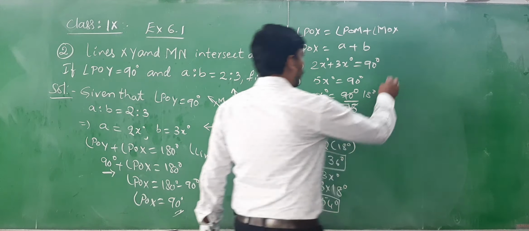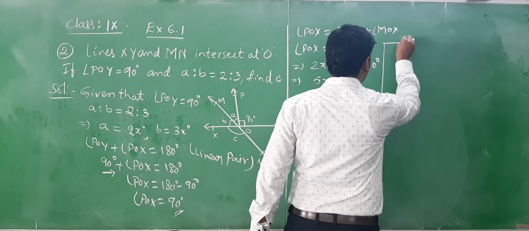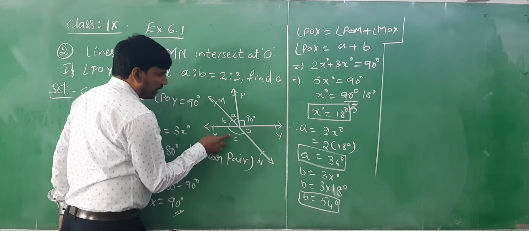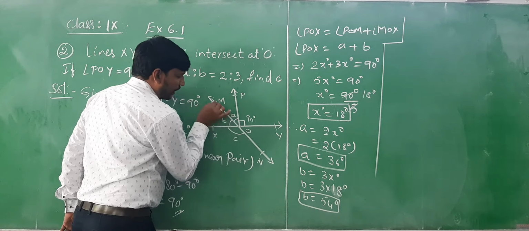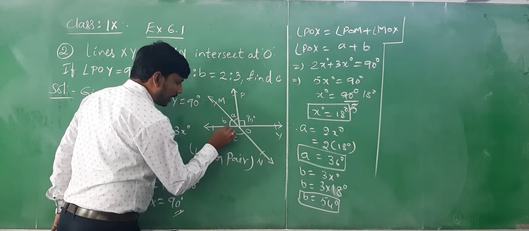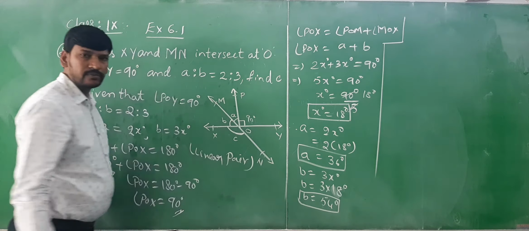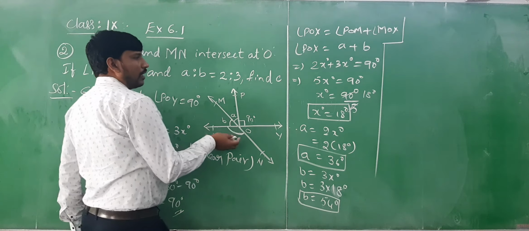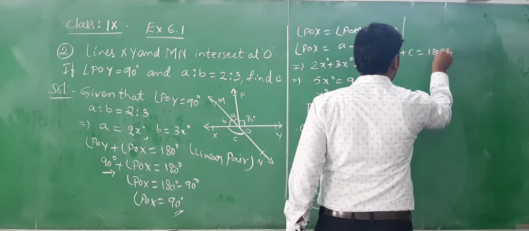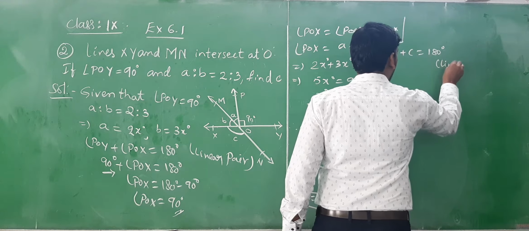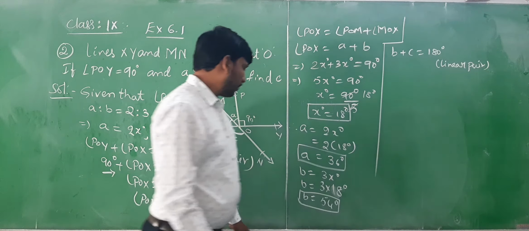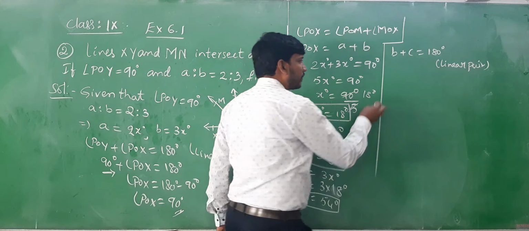Right children? So now, actually we need to find angle C here. Now observe angle C. MN is a straight line. Angle B and angle C are a linear pair. So here angle B plus C is equal to 180 degrees. Linear pair. But we got angle B is 54 degrees.